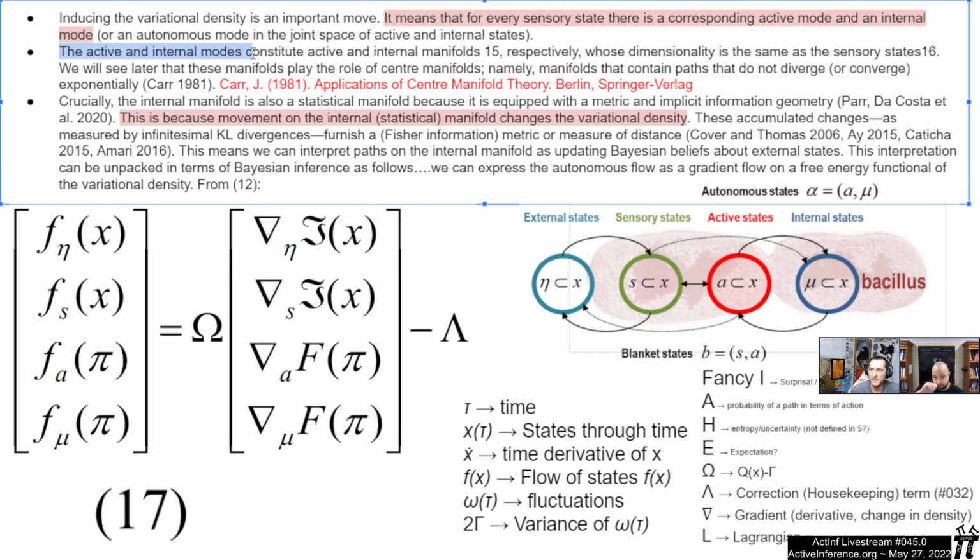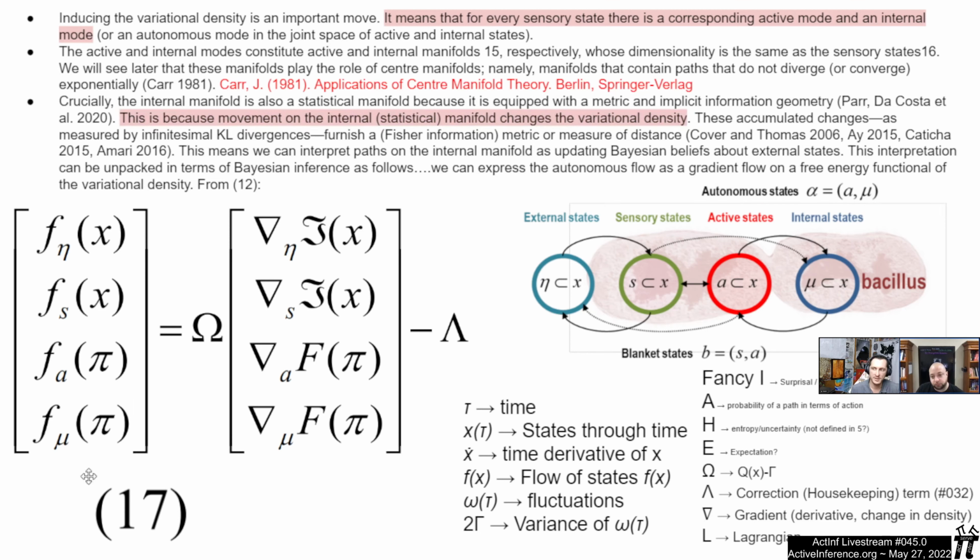The active and internal modes constitute active and internal manifolds. We will see later that these manifolds play the role of center manifolds, namely manifolds that contain paths that do not diverge or converge exponentially, Lyapunov exponents. The internal manifold is also a statistical manifold because it is equipped with a metric and implicit information geometry. This is because movement on the internal statistical manifold changes the variational density. This is moving towards that dual information geometry perspective.